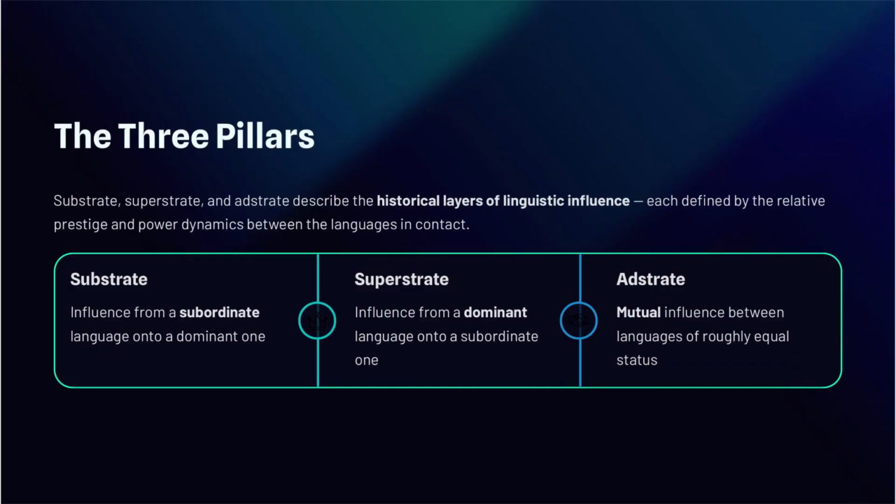There are three major concepts used to describe the historical layers of linguistic influence: substrate, superstrate, and adstrate. These terms are based on the relationship between the languages in contact and especially on the question of power, prestige, and dominance. A substrate is the influence of a weaker or subordinate language on a stronger one. A superstrate is the influence of a dominant language on a subordinate language. An adstrate refers to mutual influence between languages of roughly equal status. Together, these three concepts allow linguists to classify different patterns of language contact and better understand historical language change.